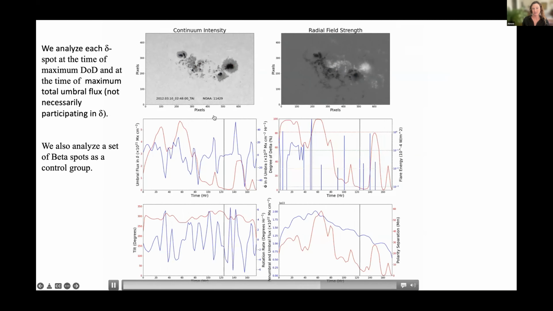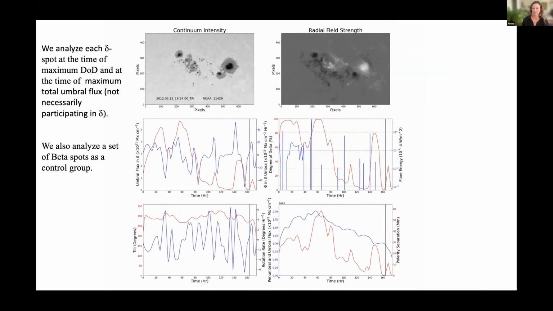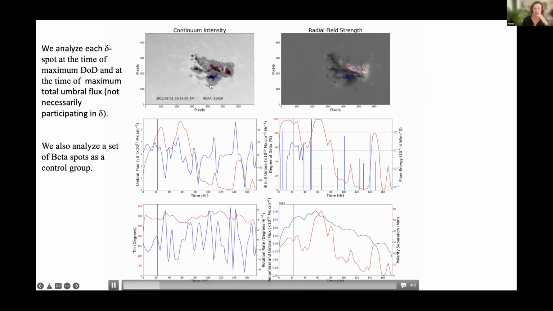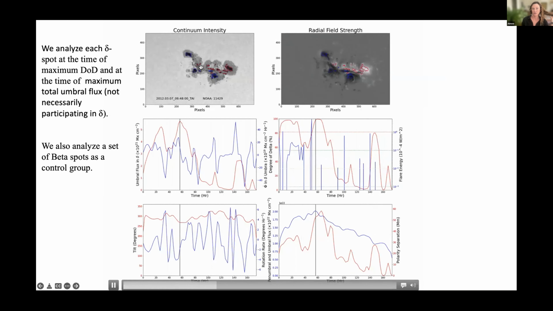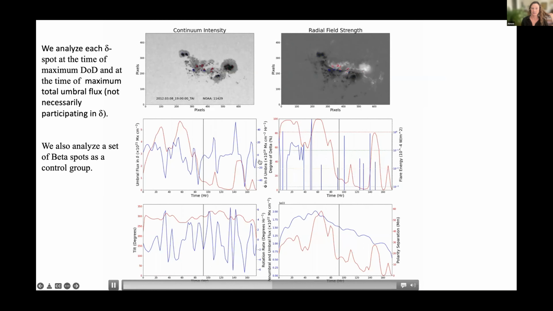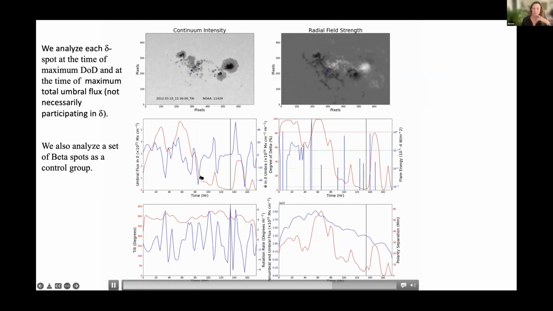So this is just another example of what you see when you look at delta spots and the flux system. This is emerging all at once. It has a pretty long sheared neutral line, and you can see the variations in the degree of delta here in the red, and the umbral flux participating in the delta.